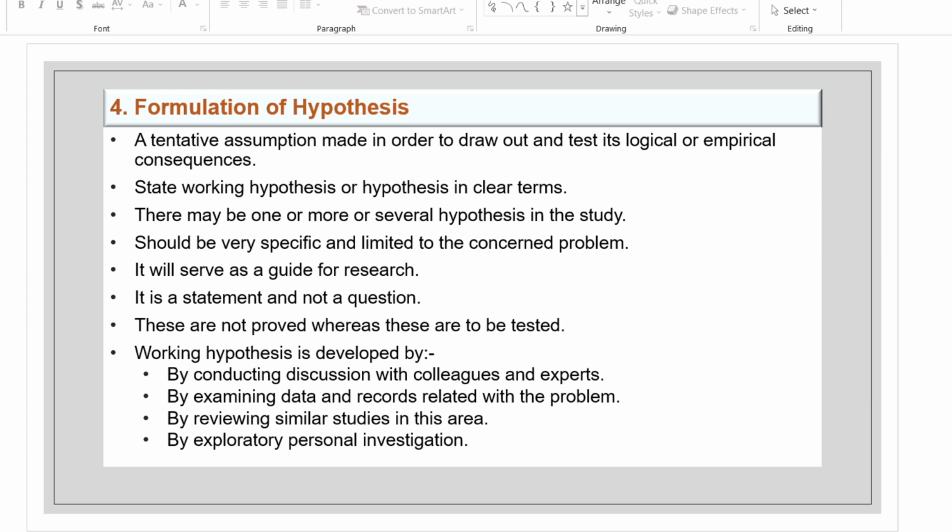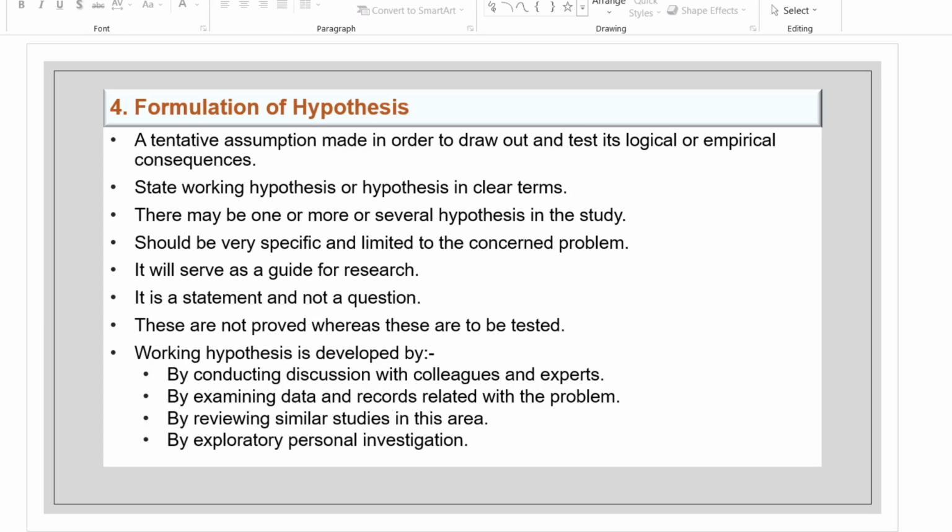There may be one or more or several hypotheses in the study. It should be specific and limited to the concerned problem. Now, the hypothesis is a statement and not a question. These are not proved, whereas these are to be tested. Now we can see what is working hypothesis. Working hypothesis is an initial hypothesis, and we set it when the study begins, and this hypothesis will be modified in the progress of the research.